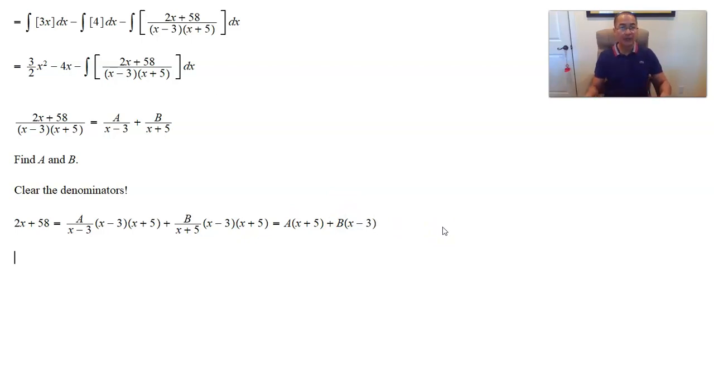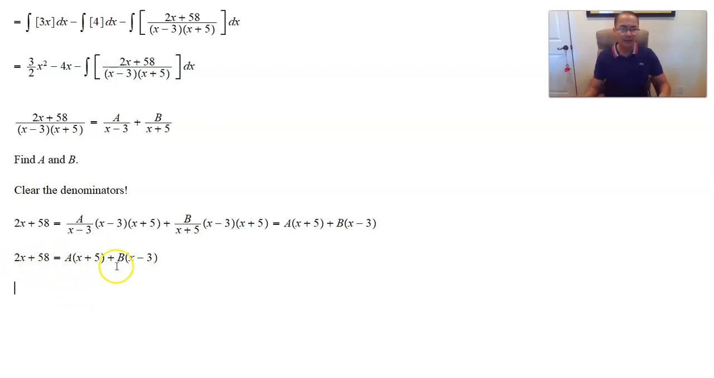Okay, so we have an equation. Let's shorten it. 2x + 58 must be equal to A times (x + 5) plus B times (x - 3). Now let me show you the fun part. This equation has to work regardless of the value of x. We can plug in any number for x and the equation should be true.